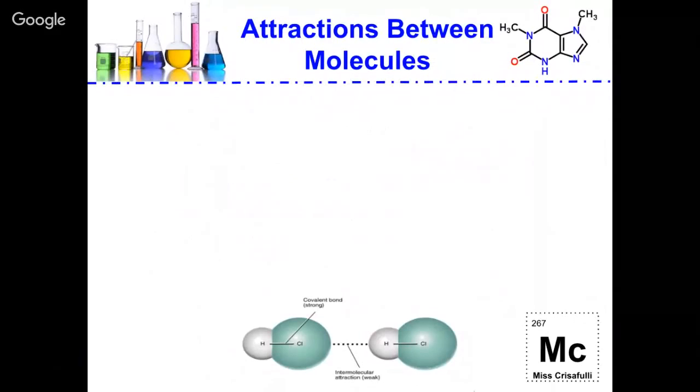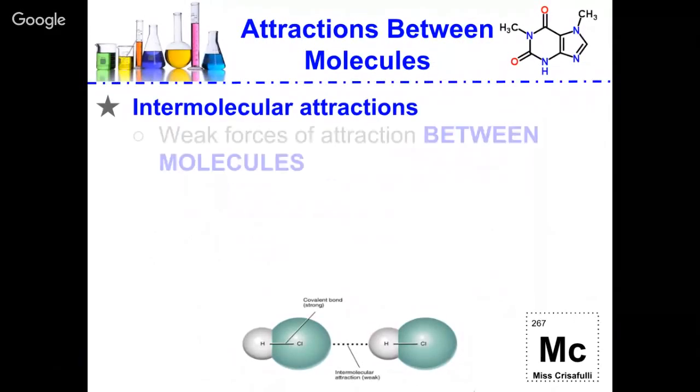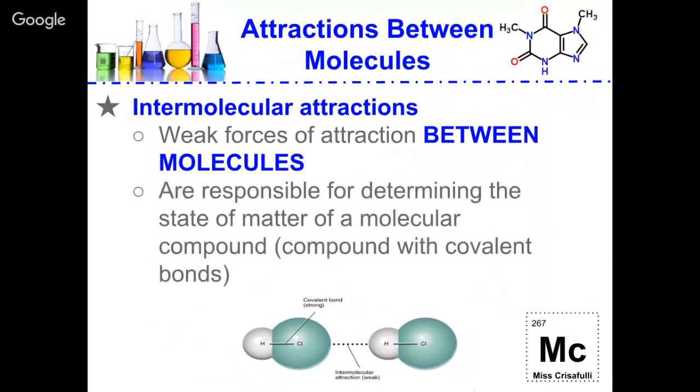Now let's talk about attraction between molecules. We have what are called intermolecular attractions. These are weak forces of attraction that happen between molecules, and they're responsible for determining the state of matter a molecular compound is going to be at room temperature, or at any temperature for that matter. Remember, a molecular compound is a compound that contains covalent bonds.